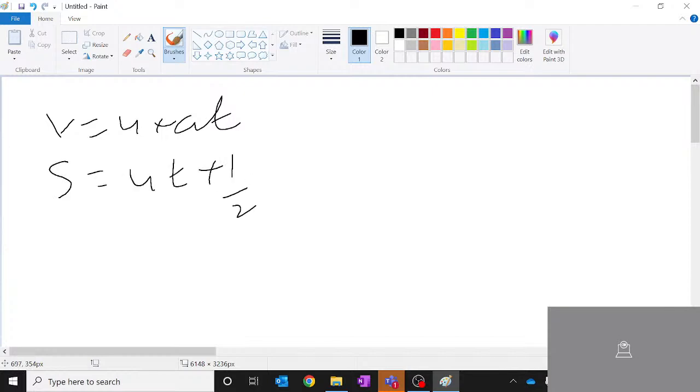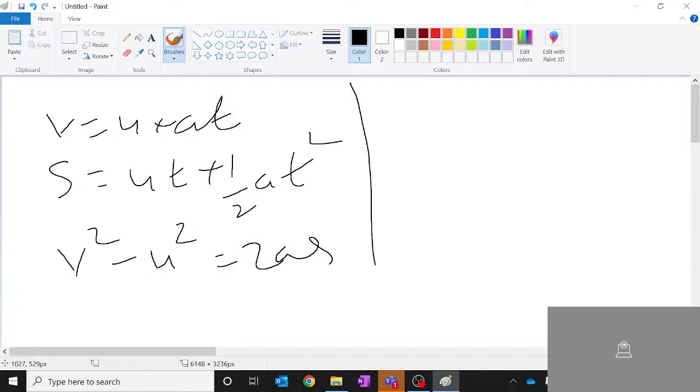Now the standard equations you already know. You know that v is nothing but u plus at. These are the laws of motion that you have. And then you have the next one, which is v square minus u square, which is nothing but 2ax. You only have these three equations.